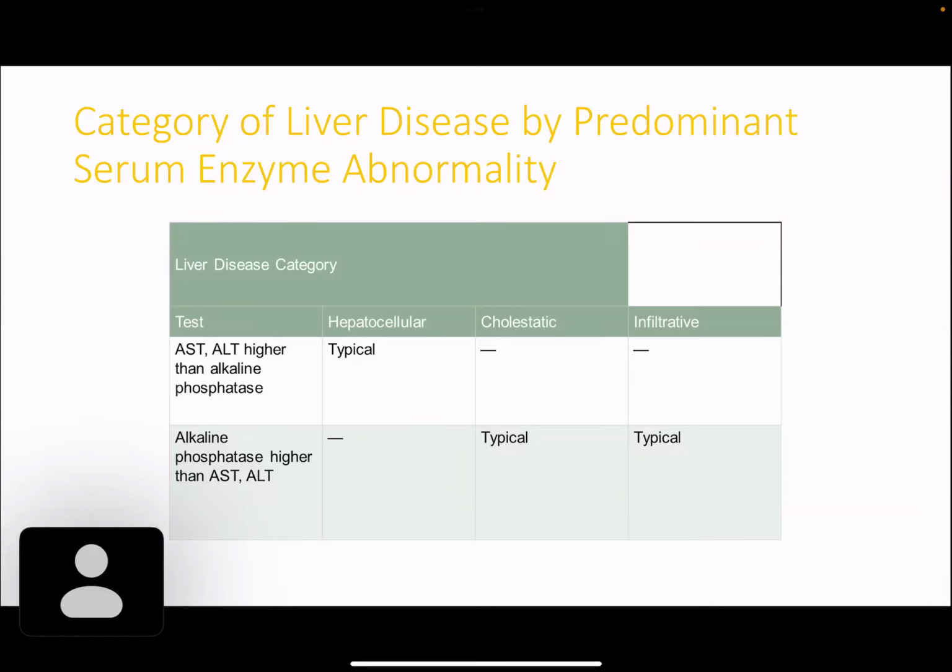Having elevation of ALT and AST transaminases is highly suggestive of hepatocellular injury with normal or mild elevation of alkaline phosphatase. If the reverse is true, that means having high elevation of alkaline phosphatase and other cholestatic enzymes with normal or mild elevation of transaminases, this is typically seen in cholestatic conditions and in infiltrative diseases.